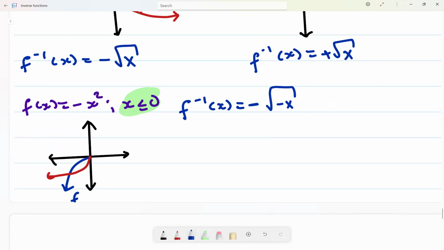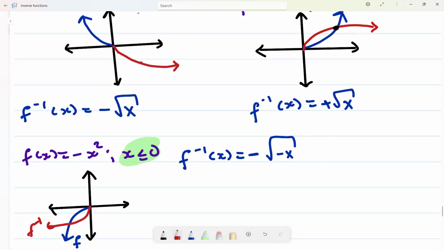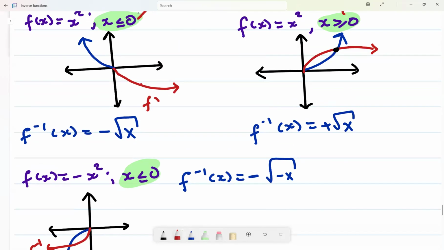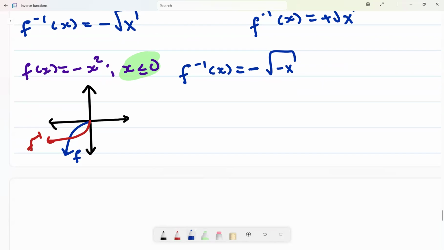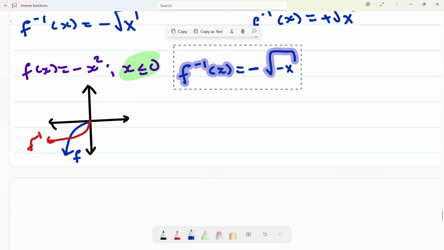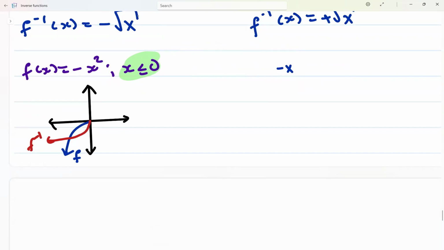This is my f. Let me rewrite that. This is my f, this is my inverse. Similarly, here I had my inverse, then I had my f. Then, this is the equation for that one, I guess.